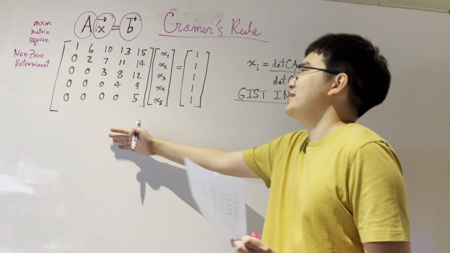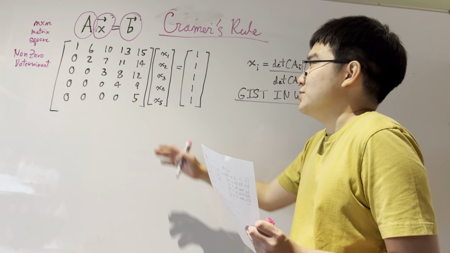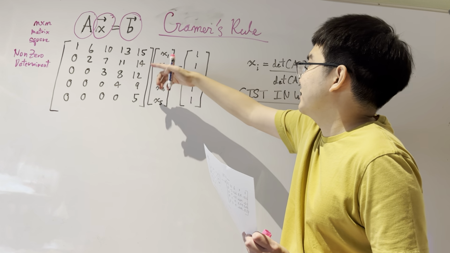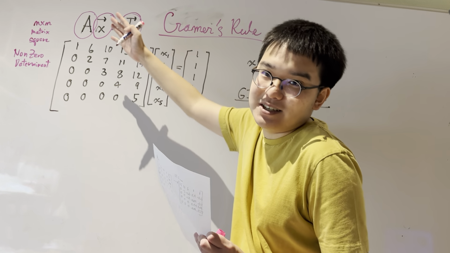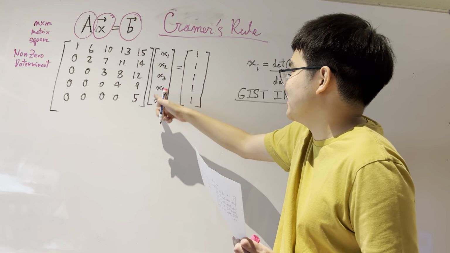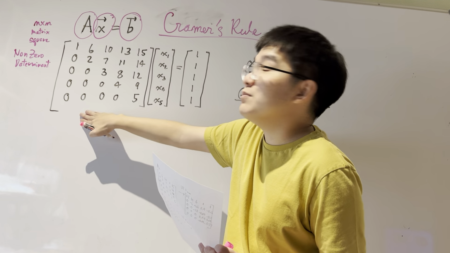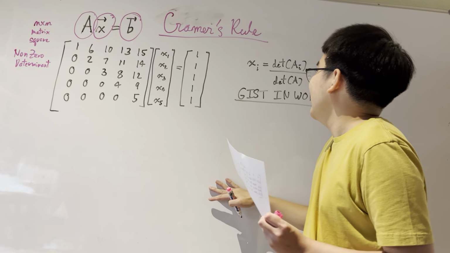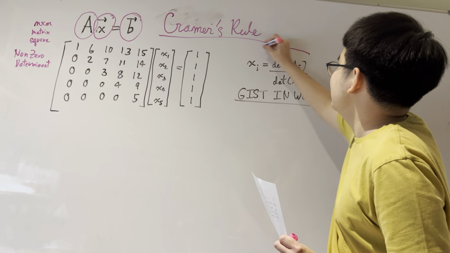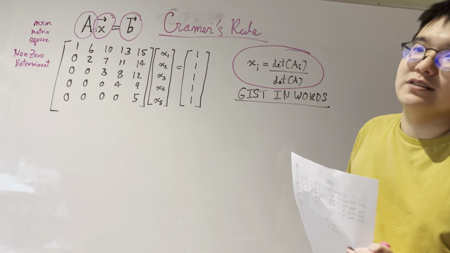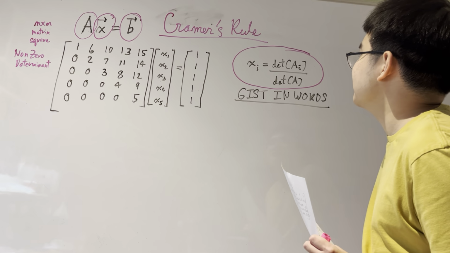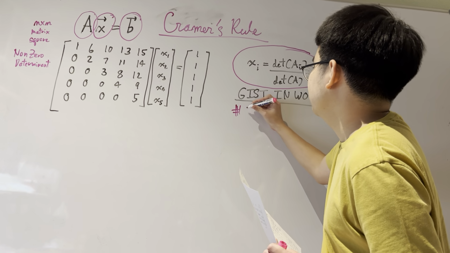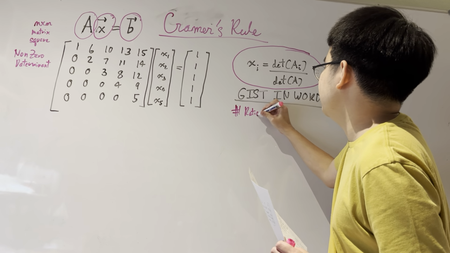So I have an example here of how we'll solve for these components of this column vector x, x1, x2, x3, x4, x5, transformed by this supposedly hideous-looking matrix here. And the gist of what we're going to use is this here. This is what Cramer's rule is. We're basically taking the ratio between two determinants.